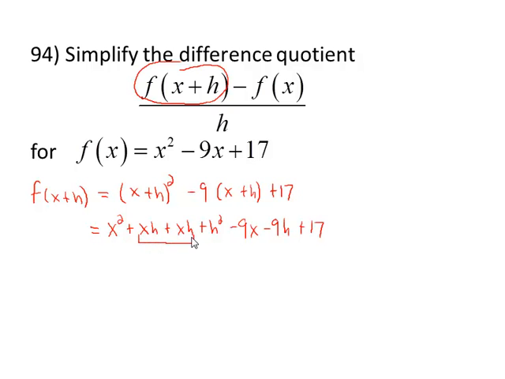I'll finish by combining these like terms. That's going to be x squared plus 2xh plus h squared minus 9x minus 9h plus 17. From that, I'm going to subtract f of x, and then I'll divide that all by h.